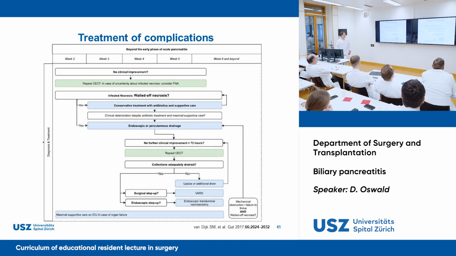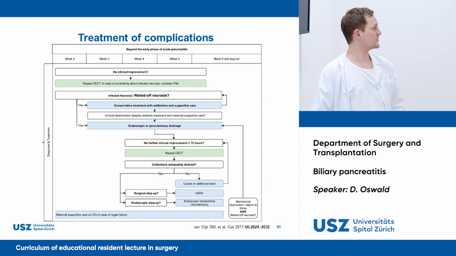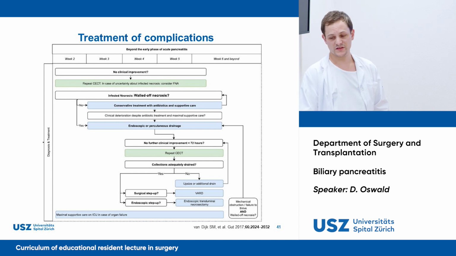All right, here is a little overview of what I just talked about. It's beyond the early phase of acute pancreatitis. If there's no clinical improvement, you repeat the CT scan. If you see any infected necrosis, it's important to check if it is already walled off. If it's not, you try to go on with the conservative treatment with antibiotics and supportive care. If it is walled off, you can do an endoscopic or percutaneous drainage, so you start the step-up approach.